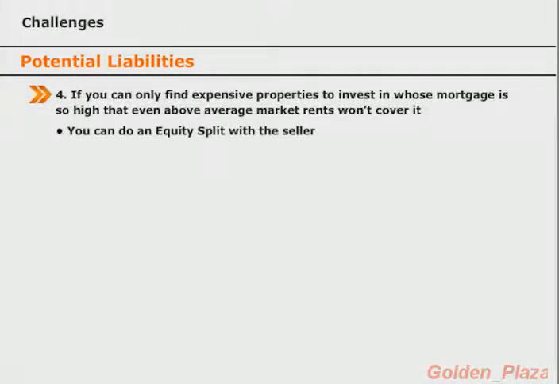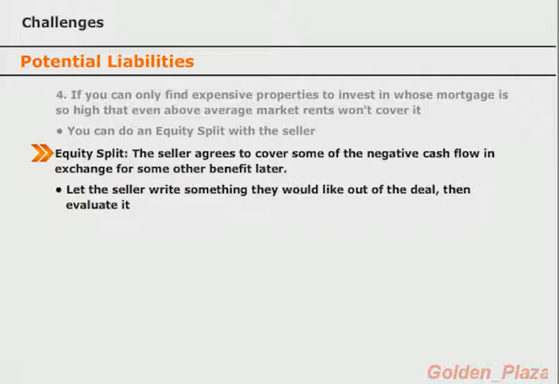A final potential liability to consider is, what happens if you only have the opportunity to work with expensive properties whose underlying mortgage payments are significantly more than can be supported by even higher than average market rents? Well, you may think that such a situation would prevent you from being able to work with sandwich lease options, but that is not true. You see, if the mortgage can't be covered by a high rent, then you can consider doing an equity split with the seller. An equity split in this case would be where the seller agrees to cover some of the negative cash flow now in exchange for some other benefit later.